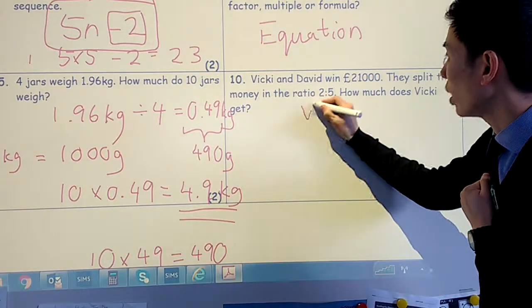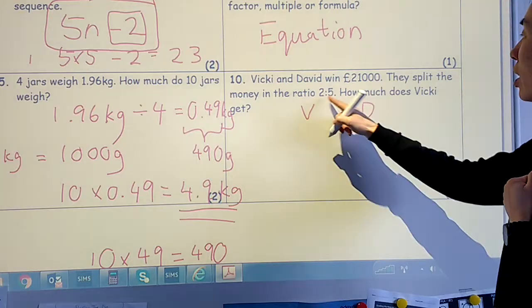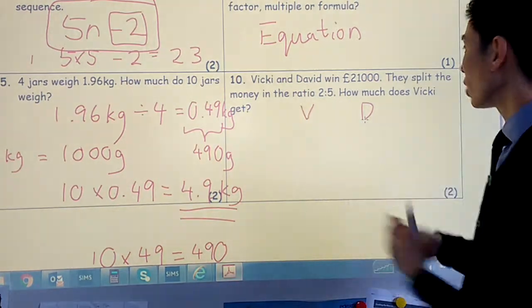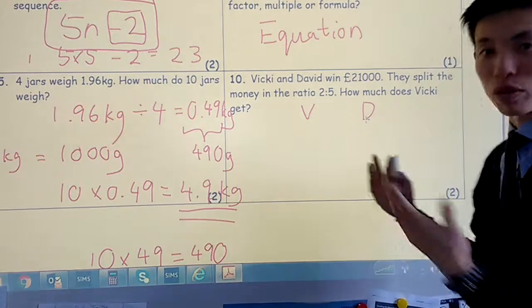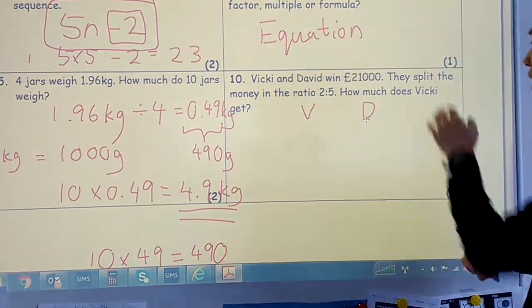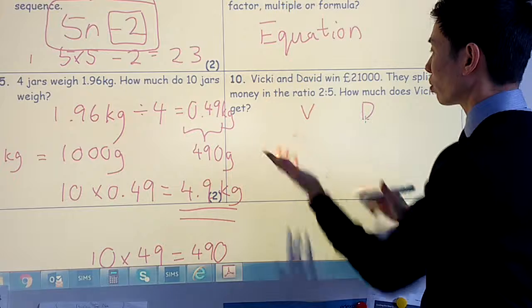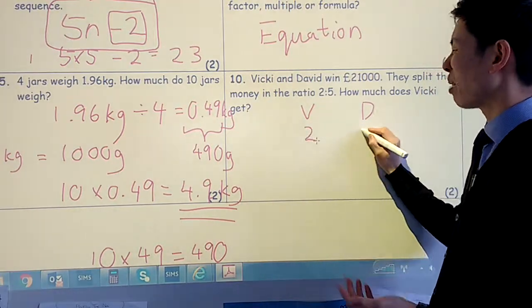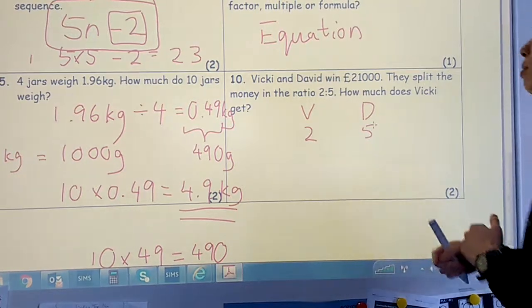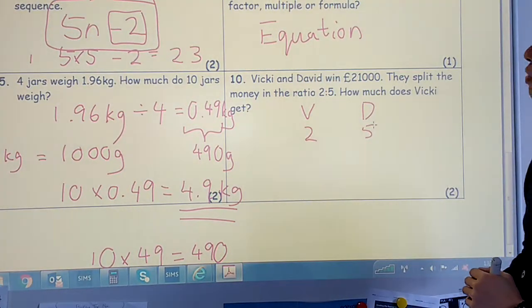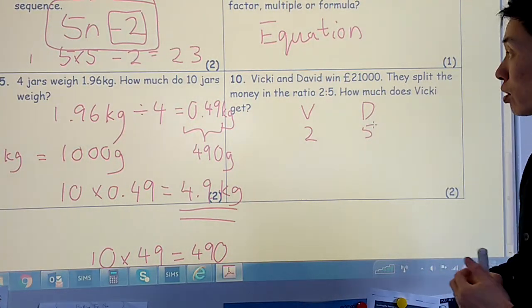Vicky. Okay, so I quite like to do Vicky and David. I just see Rachel there, that's why I usually do that. They both won some lottery money, £21,000, and they split the money into the ratio of 2 to 5, which means David's going to get more, okay, which is quite unfair. Why does David get more? Maybe he paid for the lottery ticket, perhaps.